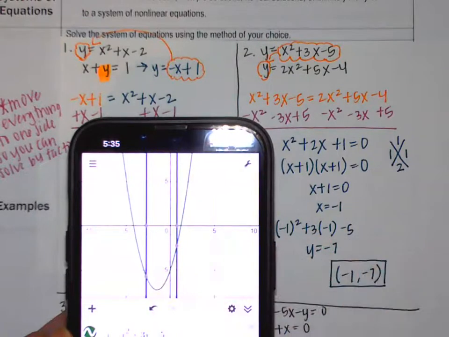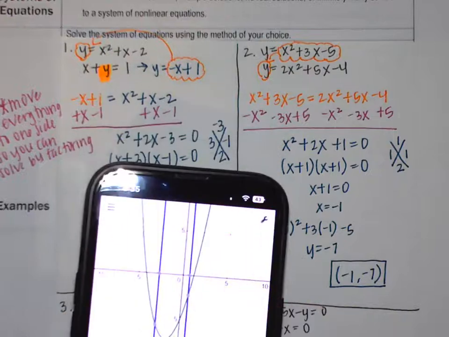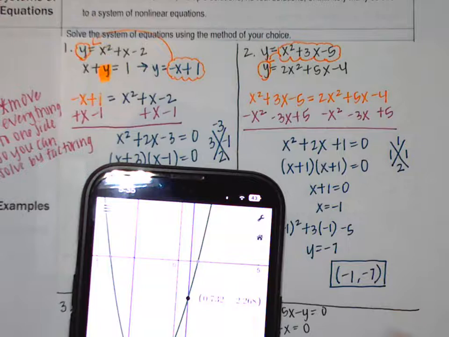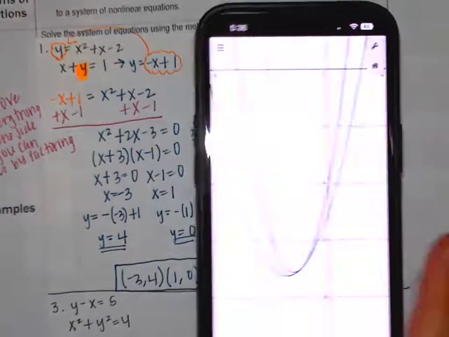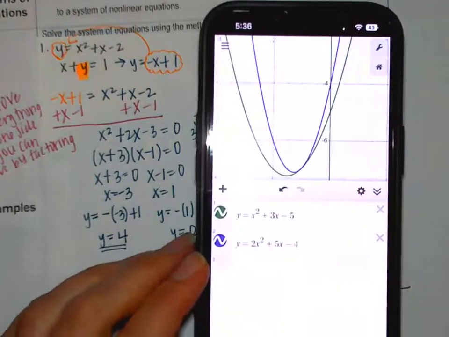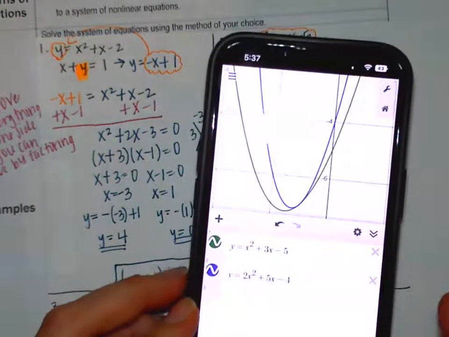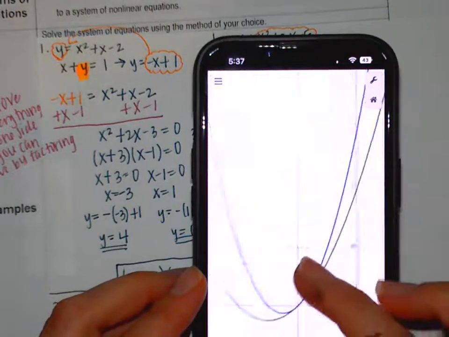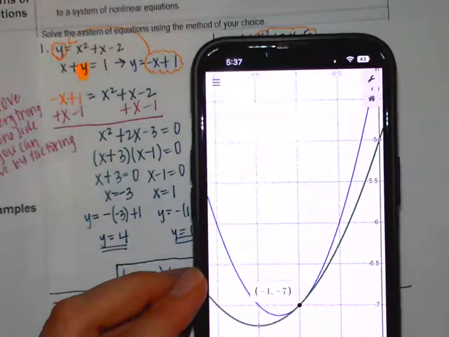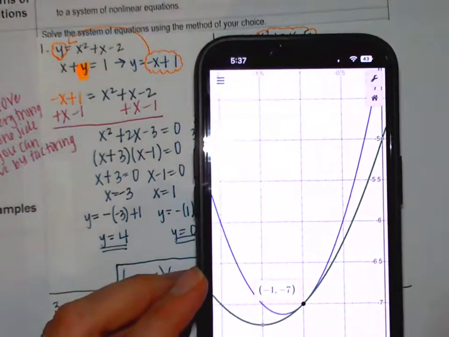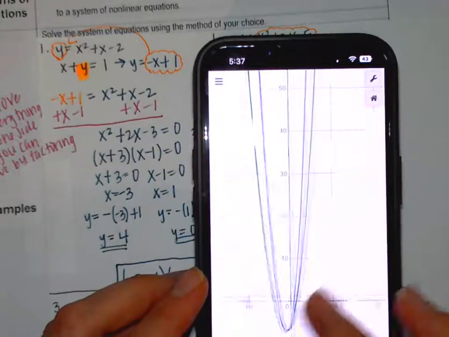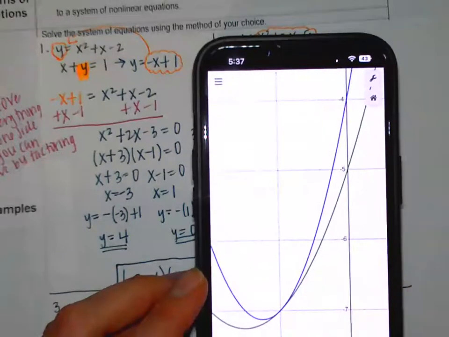And so I feel like, what did I do? I realized what I had done. I had typed in x equals, which had made it super wonky. So I double checked it. And so now we look at our two parabolas. Notice they intersect at one spot, -1, -7. And if I were to zoom out, they're never actually going to cross again. And so they only intersect at that one point.